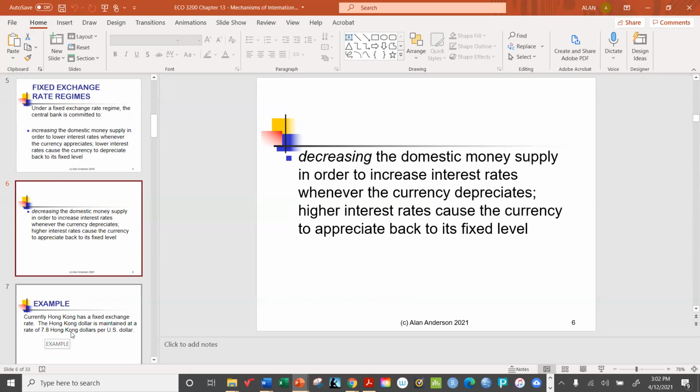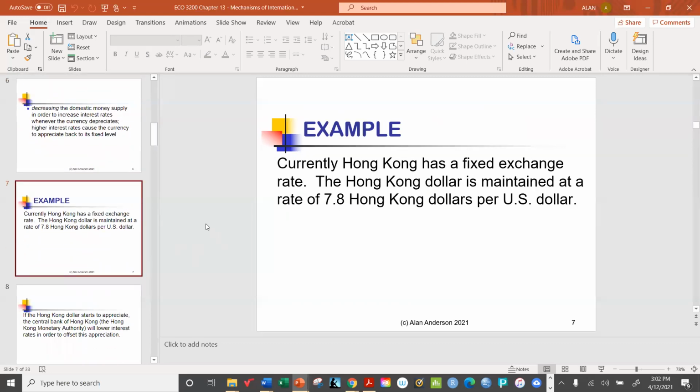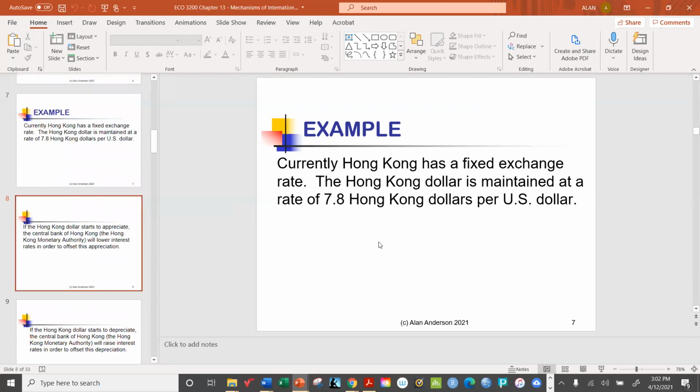Now, there aren't that many countries at this point in time that are actually doing this, but one good example is Hong Kong. They've had this for quite a few years now, their exchange rate is fixed at a rate of 7.8 Hong Kong dollars per US dollar. I don't know where they came up with that number, but that's apparently the number that seems to work best for them. So what happens is the Central Bank of Hong Kong now has to step in and intervene by either increasing or decreasing the domestic money supply anytime the Hong Kong dollar starts to strengthen or weaken.